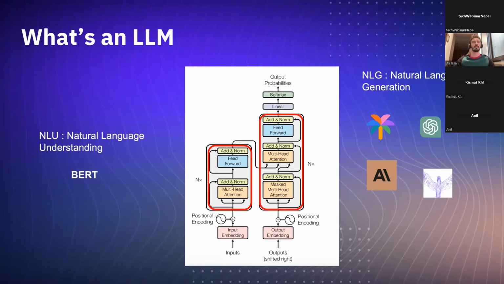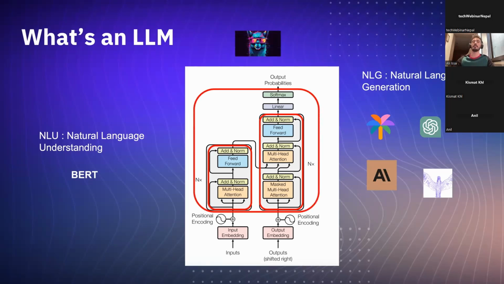But we should note that the NLU and the NLG are not strictly represented by an encoder only or decoder only. We have other models like Llama 2, which is a natural language generator model. It is composed of an encoder and a decoder.